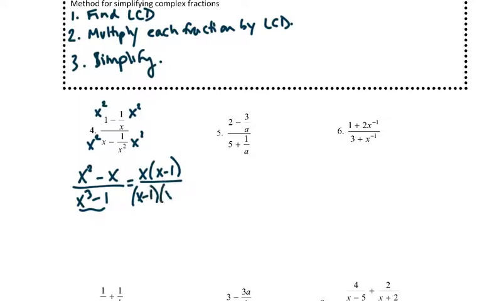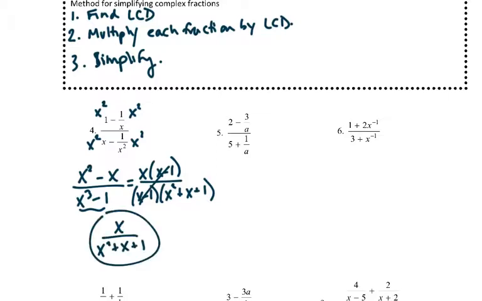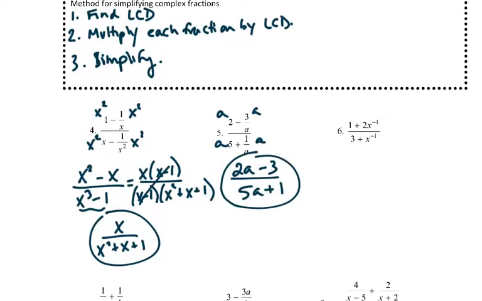Remember that a minus b, a squared plus ab plus b squared thing? So you can actually then reduce that. There you go. Here our least common denominator is a, so I have 2a minus 3 over 5a plus 1, and I'm done. This one scares people with the negative exponent, but you're just going to rewrite it.